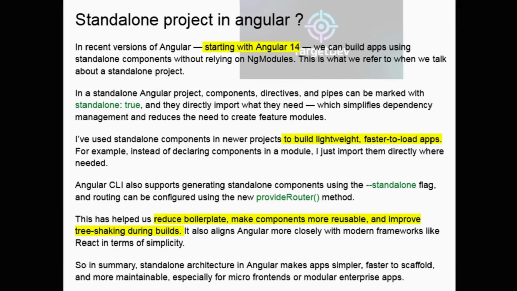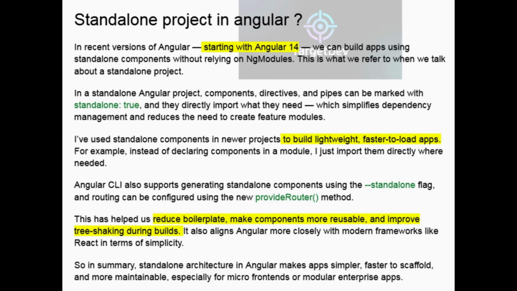What is a standalone project in Angular? In recent versions of Angular, starting with Angular 14, we can build apps using standalone components without relying on NgModules. This is what we refer to when we talk about a standalone project. In a standalone Angular project, components, directives, and pipes can be marked with standalone: true, and they directly import what they need, which simplifies dependency management and reduces the need to create feature modules.